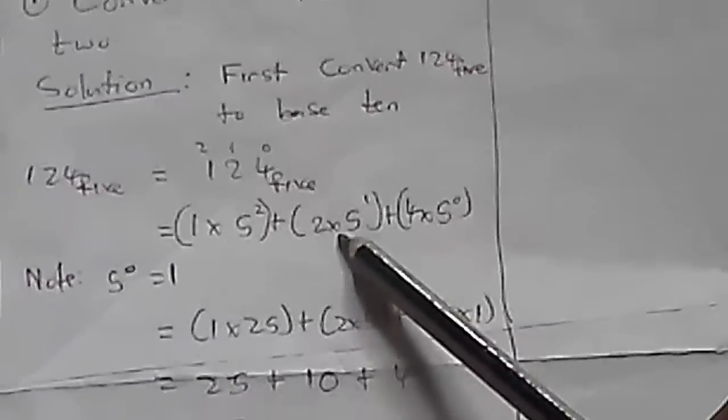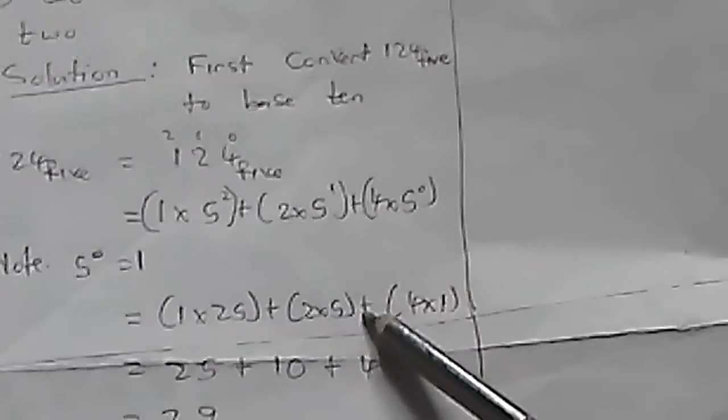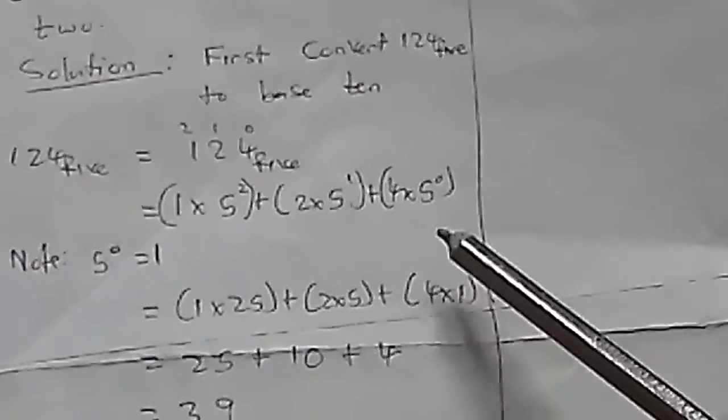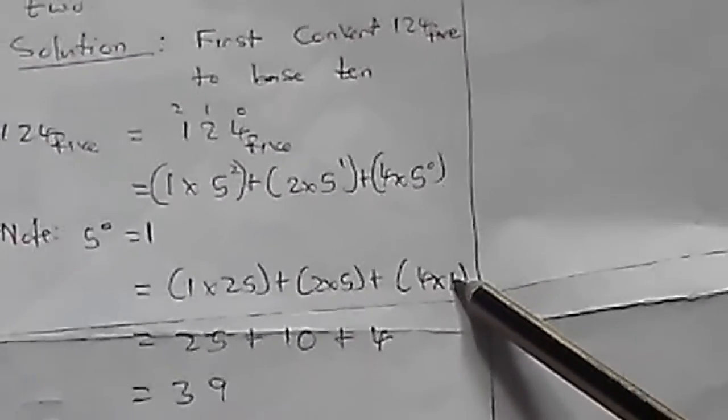Then you come down here, and now you say okay, 1 times 5 raised to the power 2 equals 5 times 5. That gives you 25. Then close bracket, plus, you put it down here. You come to here now, open a bracket. 2 times 5 raised to the power 1 is 5. Close the bracket. Then you bring your plus here, plus, open your bracket again. Now you're 4. 4 times 5 raised to the power 0, which is 1. So 4 times 1.